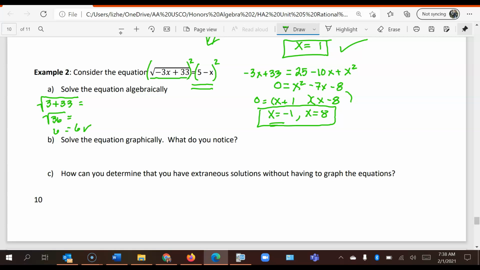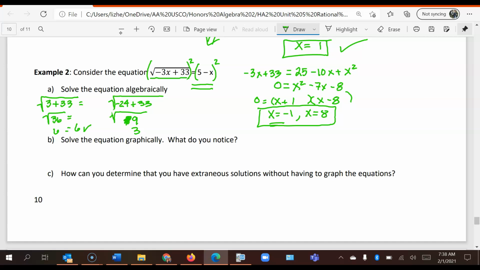Now let's try it with the 8. The square root of negative 3 times 8 is negative 24 plus 33, which is the square root of 6, 7, 8, which doesn't really simplify. On the right, did I do my math right there? Let me just check it. Negative 24 plus 33, that's a 9. There we go. All right, and that would be a 3.